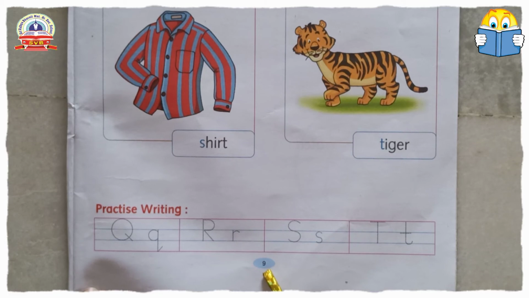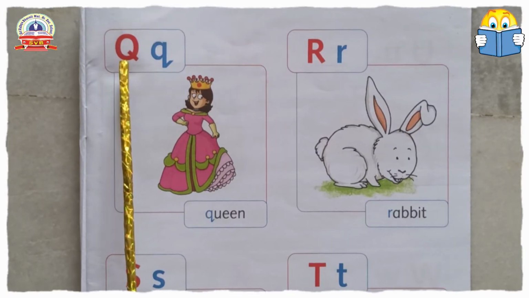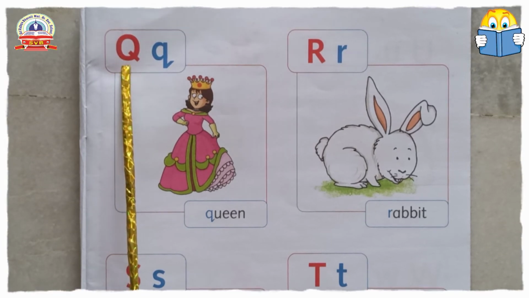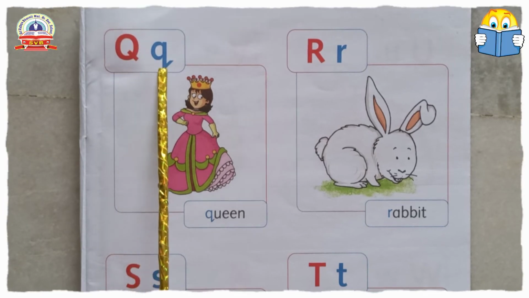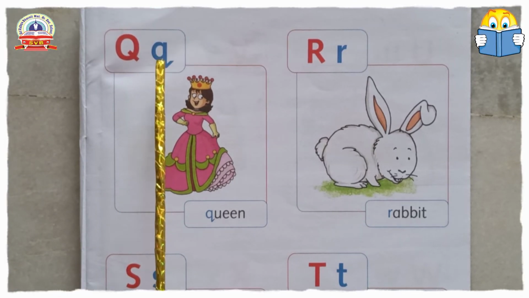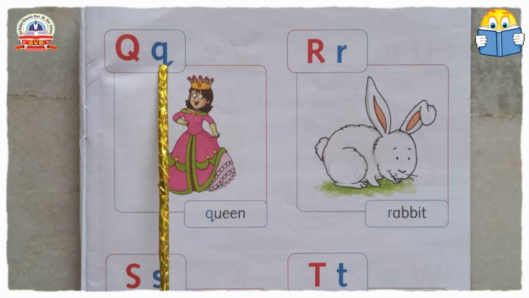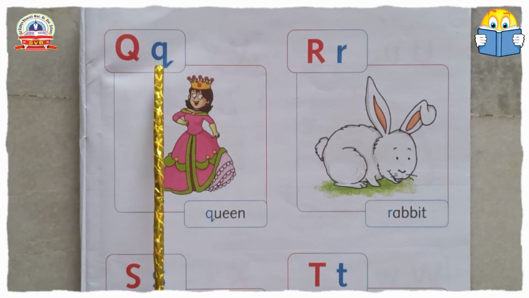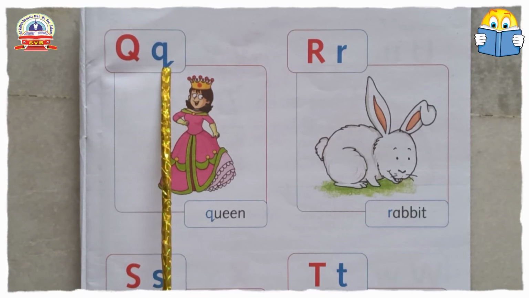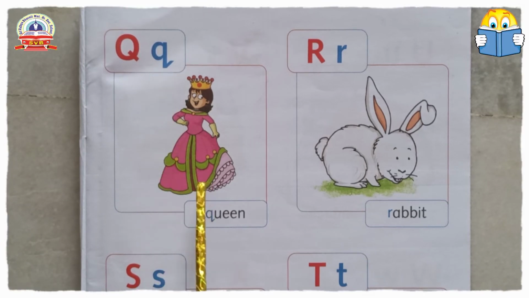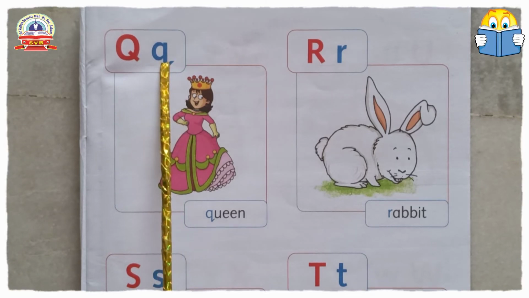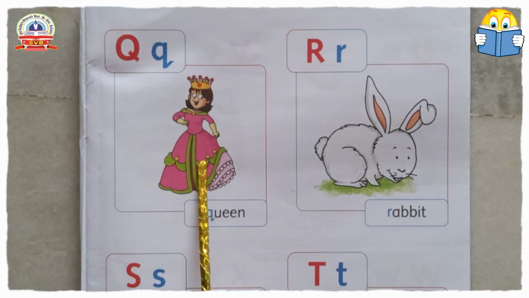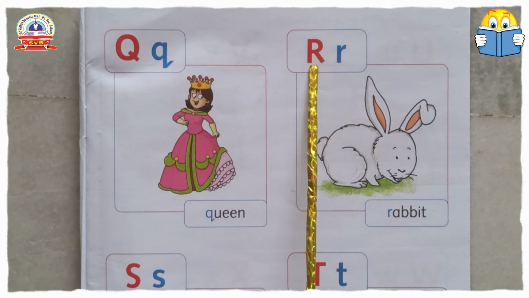Children, now take page number 9. Good. See this letter? This is capital letter Q. This is small letter Q. Sound of Q is quack. Quack. Queen. Good children.